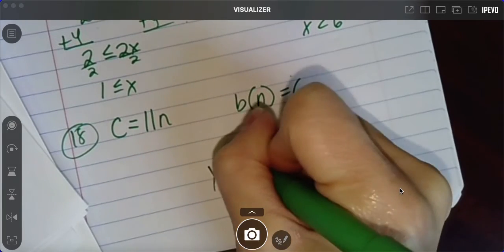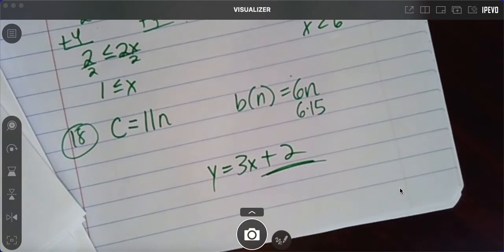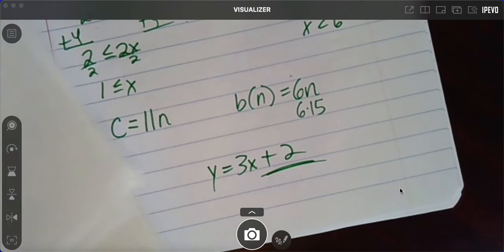This is not a direct variation. If it looked like this, y equals 3x plus 2, if I added or subtracted something to it, that's when it would be no. Okay?